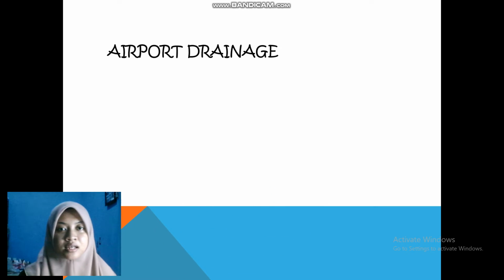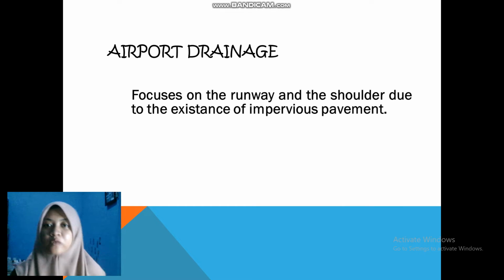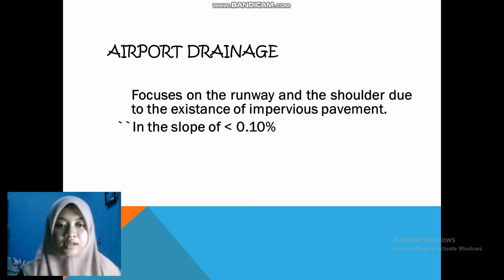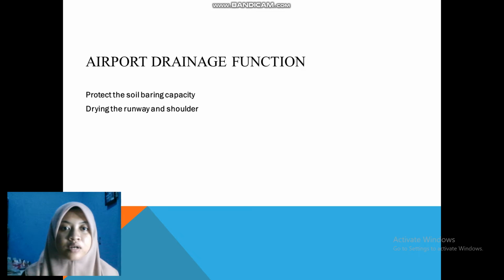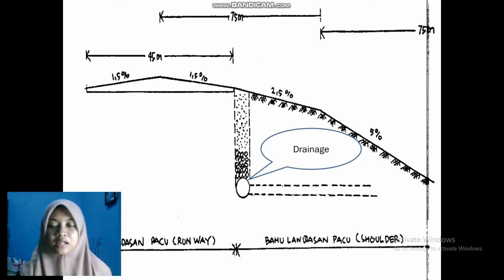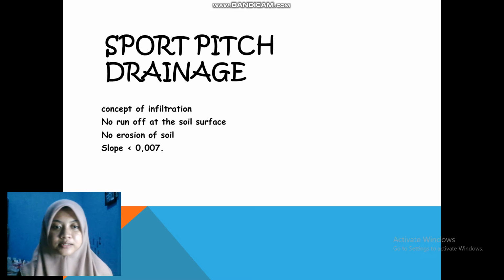And the next is airport drainage. Airport drainage focuses on the runway and the shoulder due to the existence of imperfect pavement in the slope of under 0.10%. The next is airport drainage function: one, to protect the soil bearing capacity, and dry the runway and shoulder. And that is the picture. You can see it like this and like this too.